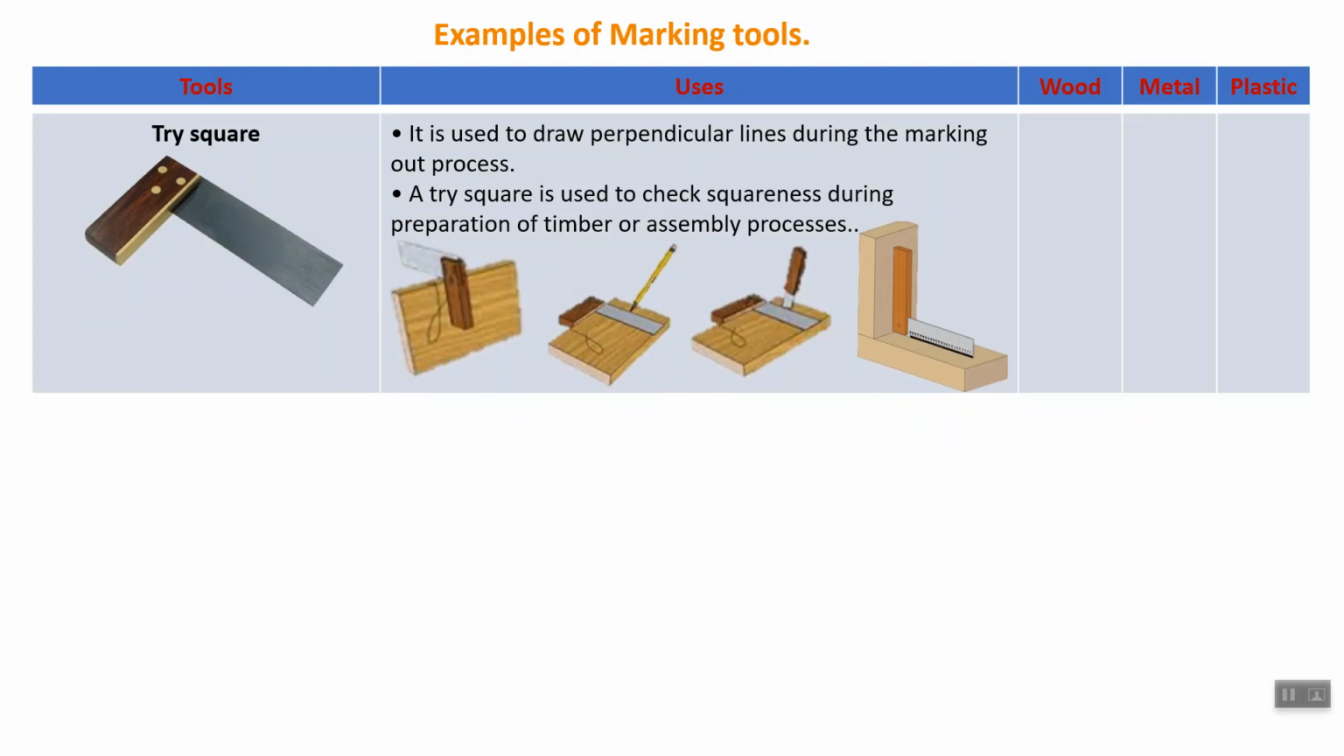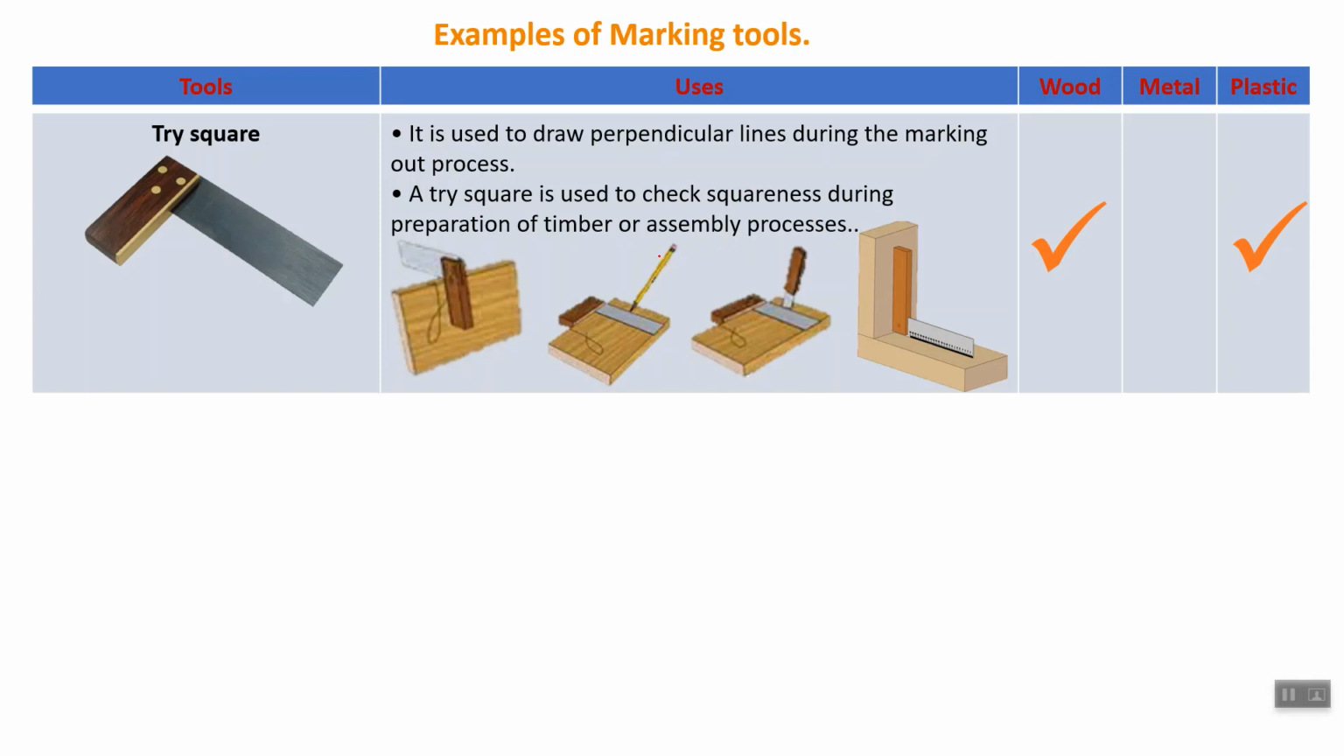So this is a tri-square. It is used only for wood, and sometimes on plastic also. It is used to draw perpendicular lines during marking out processes, and also to measure squareness, that is, whether two parts are at 90 degrees. During preparation of timber or assembly processes, we use a tri-square.